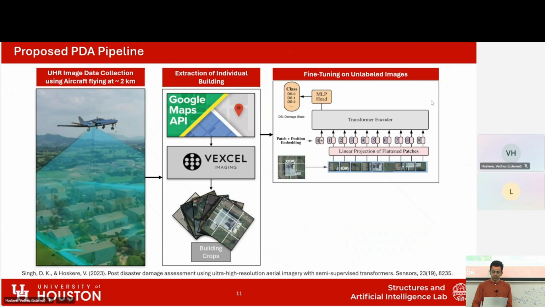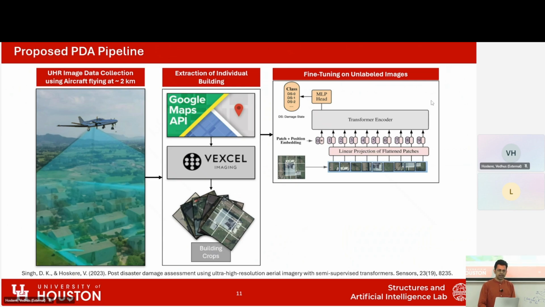And then we used a transformer model called the Vision Transformer to simply classify the images of the buildings into the damage state. So it's similar to that satellite example I showed you, except we're using better data because we have this ultra-high resolution aerial imagery, and we're using potentially a better model, because it's a transformer and not a CNN.